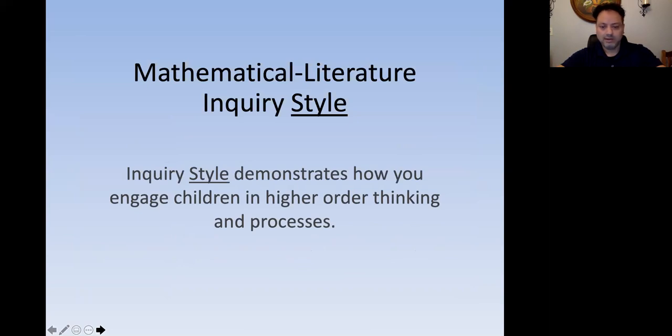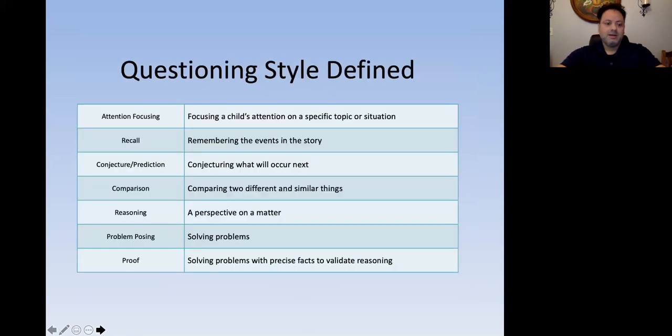Then we get into the last column, which is the inquiry style. This is all about higher order thinking. So attention focusing and recall are considered lower level thinking questions because they're all memory based. For attention focusing, if we want their attention to focus on something from the book, we ask that kind of question. Recall is all about memory, remembering events from the story.